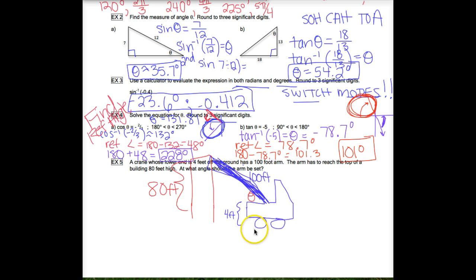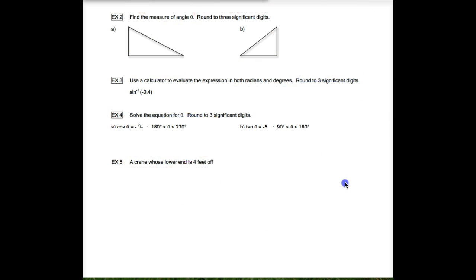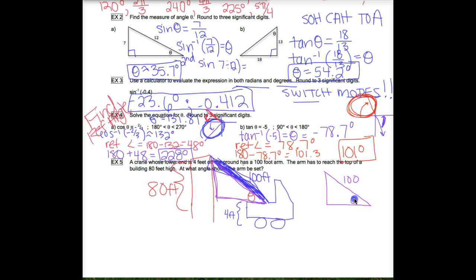So here's what I need to do. If I want to find theta, I need to make a triangle. And that triangle here would be right here. So once you've got the picture and you can visualize it, if you want to draw the triangle separate by itself, you can. But some people find it hard to visualize without. So here's the 100, here's the theta.